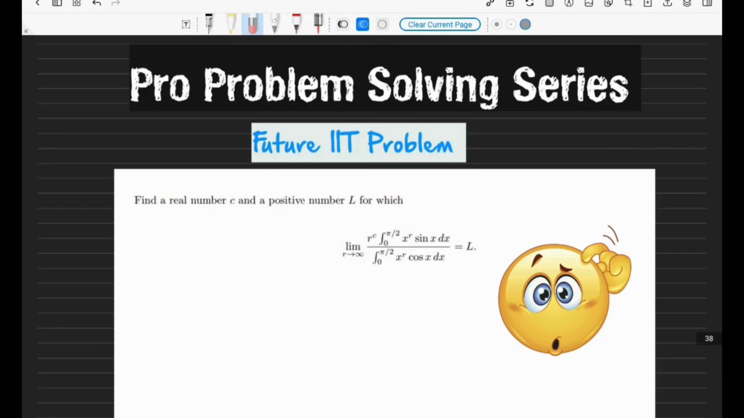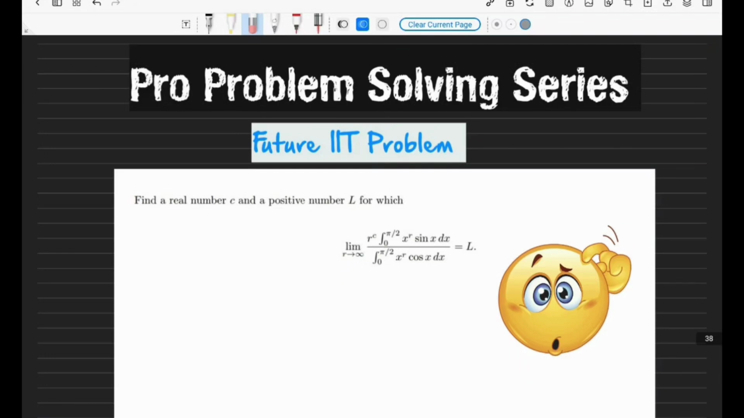This integration and this limit, that is r tending to infinity, although the limit is not so bad, but the integration part is very nasty because x to the power of r is given and r is tending to infinity. Also it is not just x to the power of r, it is also x to the power r into sine x, which is making it more difficult.